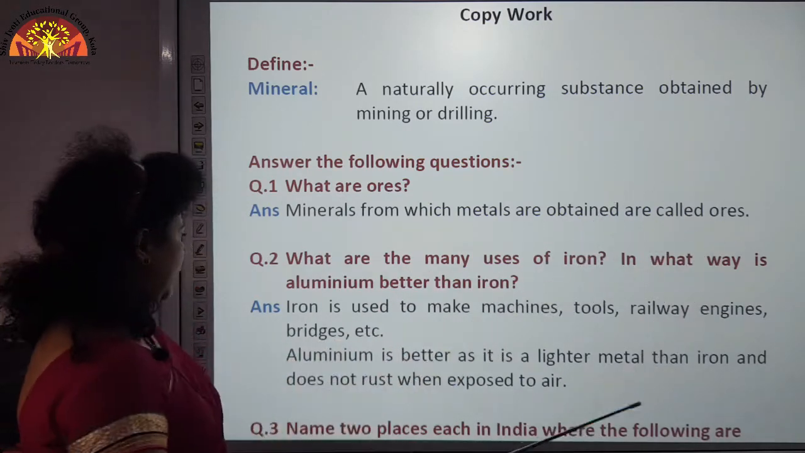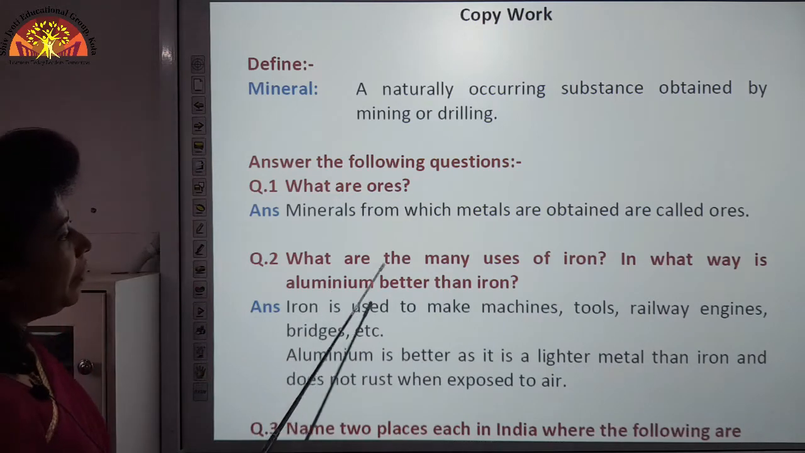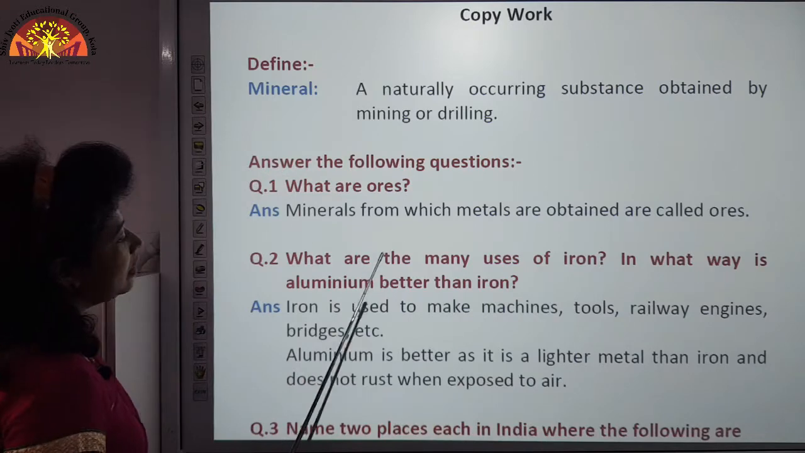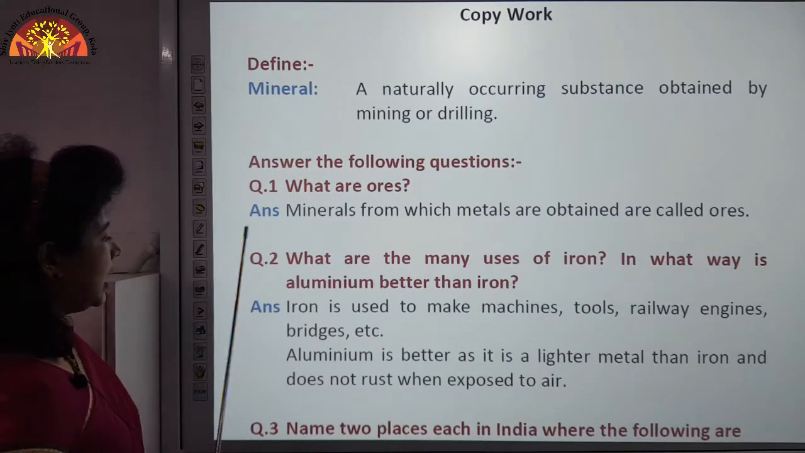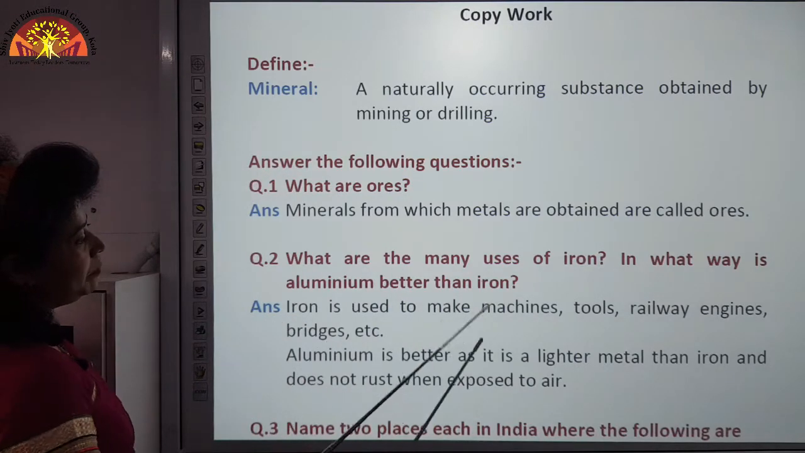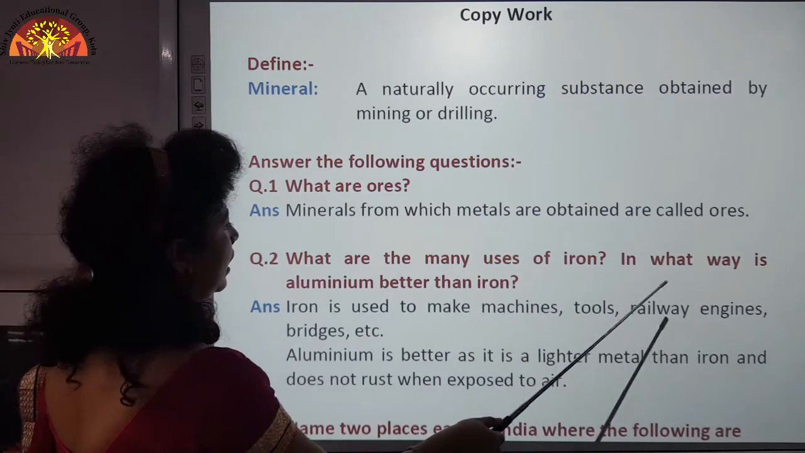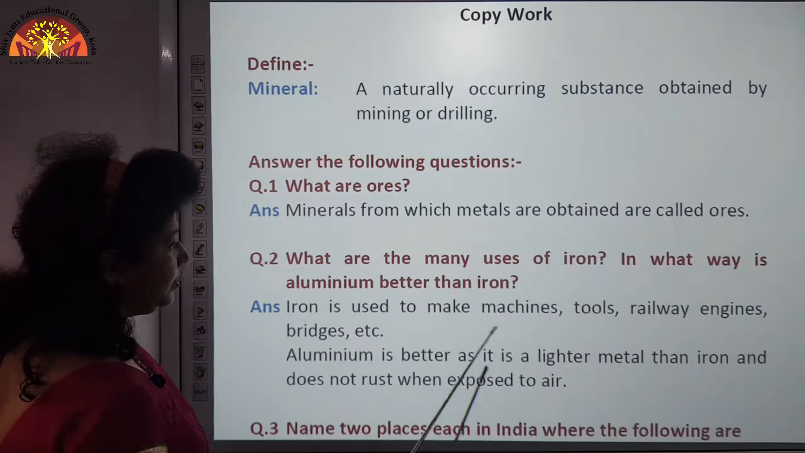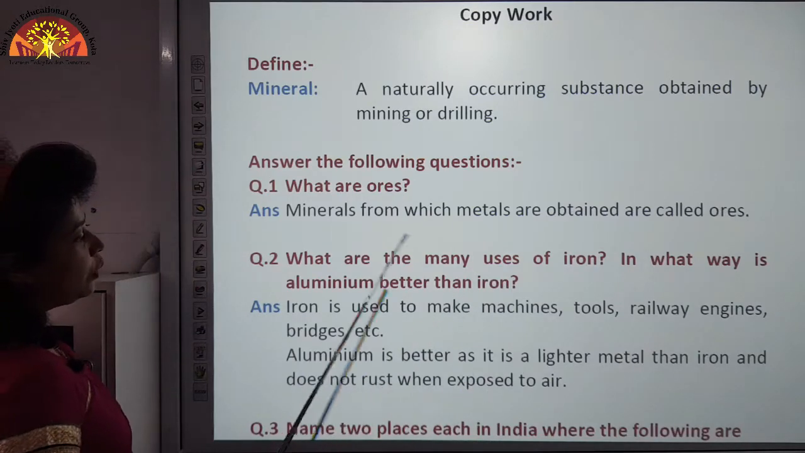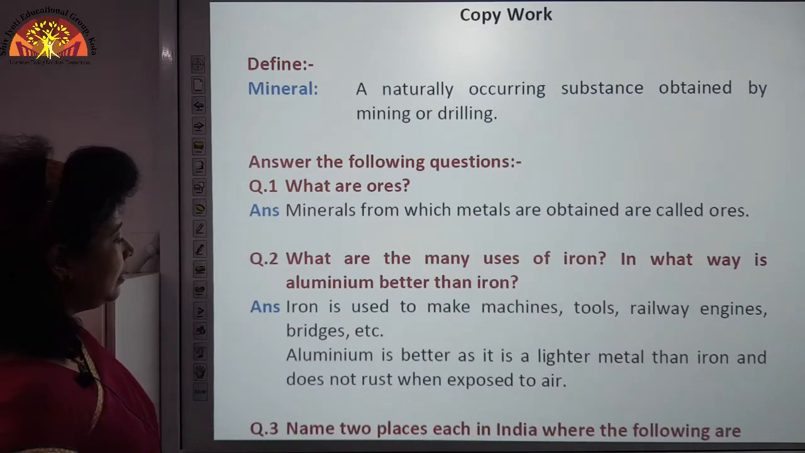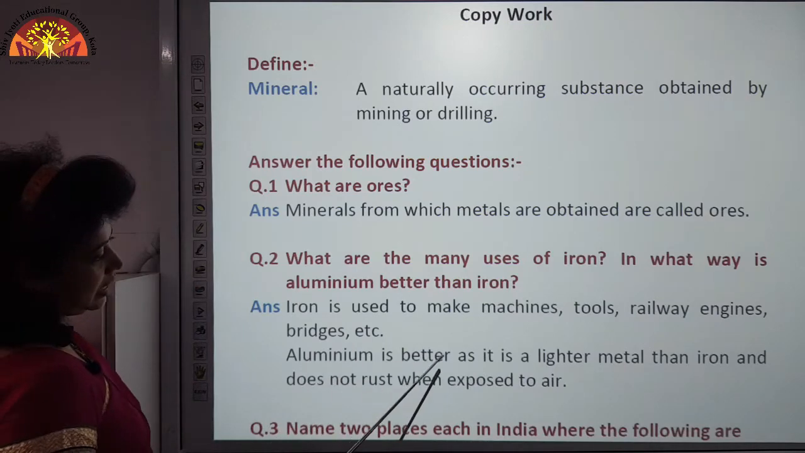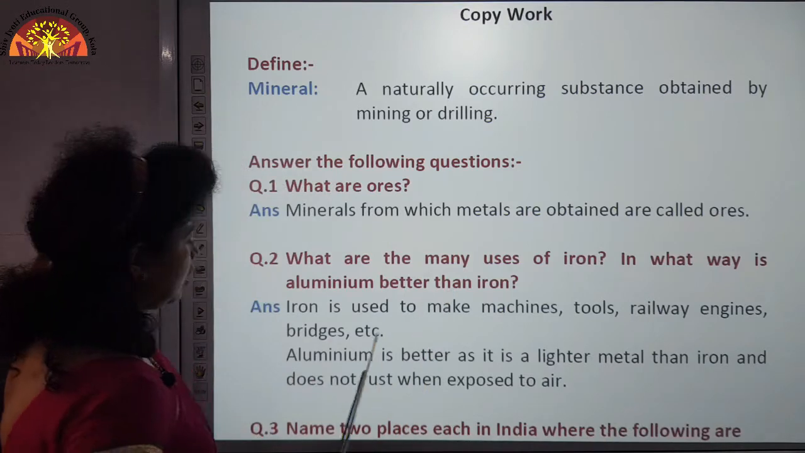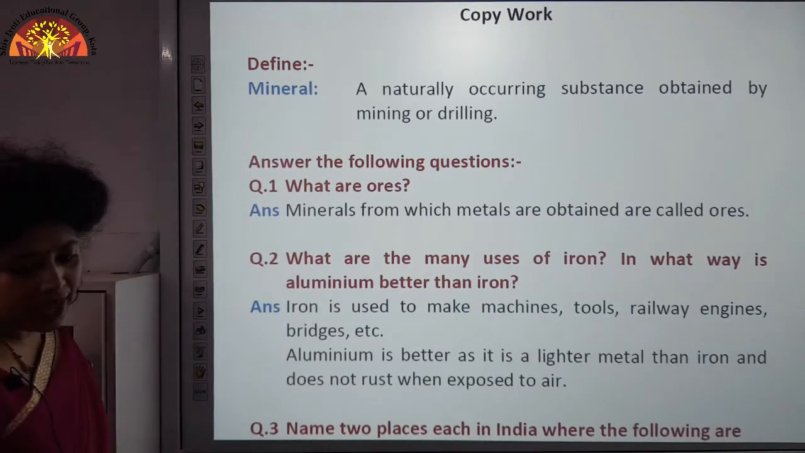called ores. Question 2, what are the many uses of iron? In what way is aluminium better than iron? Answer, iron is used to make machines, tools, railway engines, bridges, etc. These are the various uses of iron. And in what way is aluminium better than iron? Aluminium is better than iron as it is a lighter metal than iron and does not rust when exposed to air.